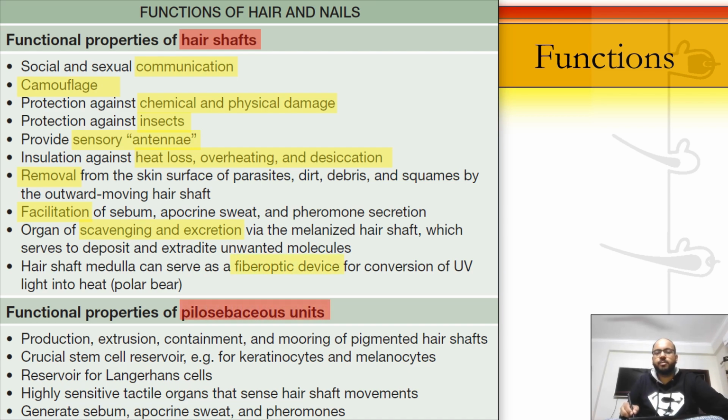So let's come to the functional properties of the pilosebaceous unit. The attachment of the eccrine gland and the sebaceous gland gives rise to all the different secretions. The pilosebaceous unit can individually act as a reservoir of stem cells, as a reservoir for Langerhans cells, as a reservoir for Merkel cells, keratinocytes, melanocytes. All the stem cells that can create these different lineages of cells are present in a pilosebaceous unit. Clear? So let's move forward.